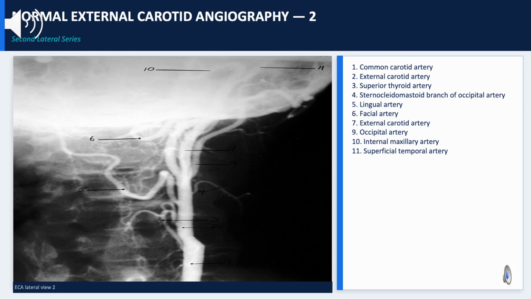The internal maxillary artery, 10, is the dominant terminal branch. In patients with ICA occlusion, it becomes massively enlarged as it recruits ophthalmic artery territory. Practice identifying each numbered branch on these images before proceeding, as they will appear repeatedly in the anastomosis sections.